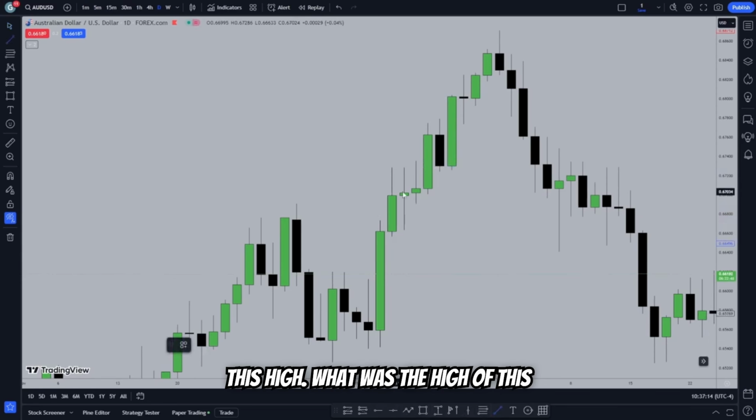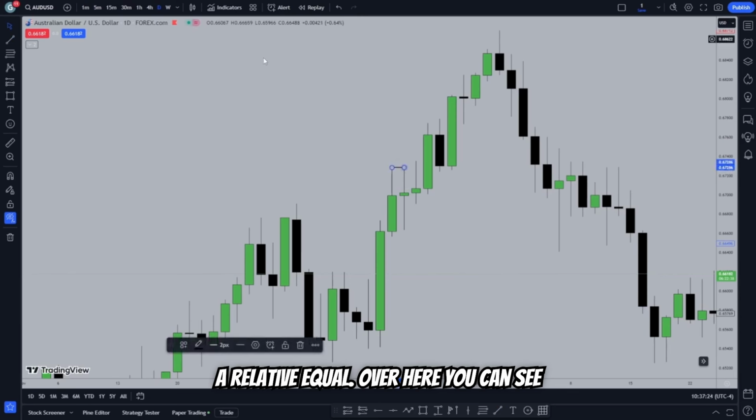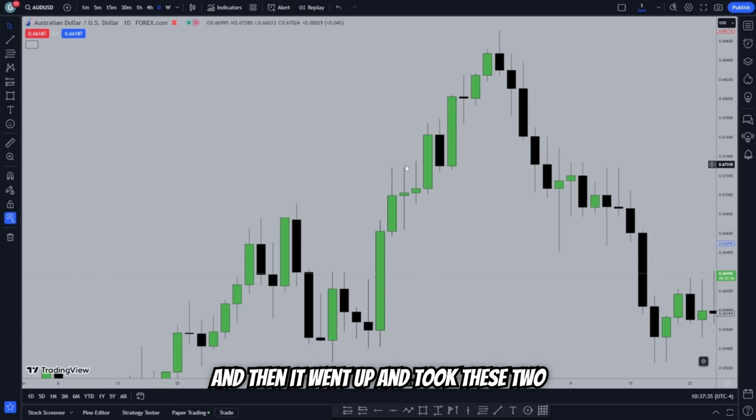I hope it took this high. What was the high of this candle? High was 86. No, it was like a relative equal. Over here you can see it was 286 and it was 286. But the next day, another candle opened and it went a little bit down, and then it went up and took these two relative equal highs.